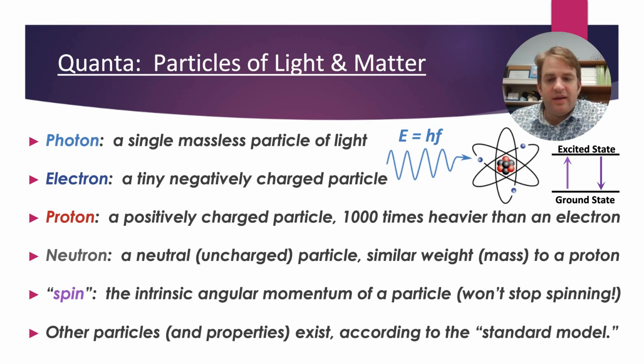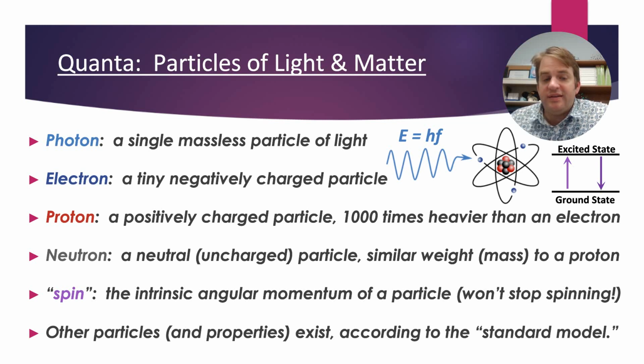Now, when an electron interacts with a photon, it can be excited. As the photon is absorbed, the ground state is excited to an excited state of the electron. And as the photon is emitted, the excited state decays to a ground state.